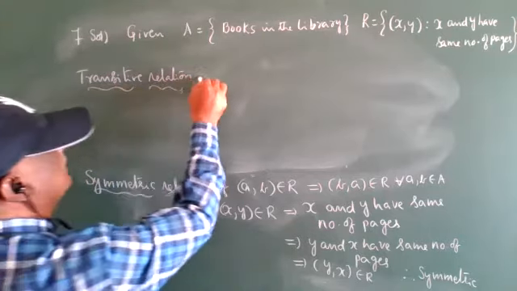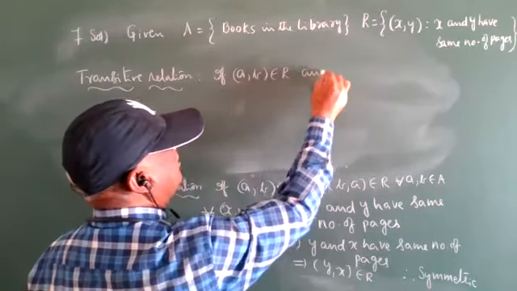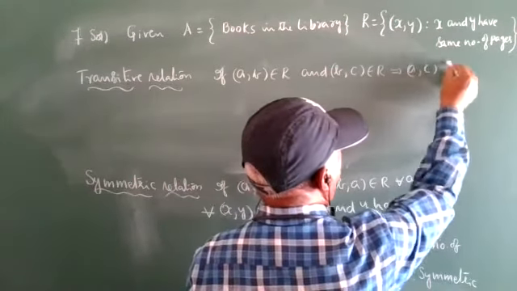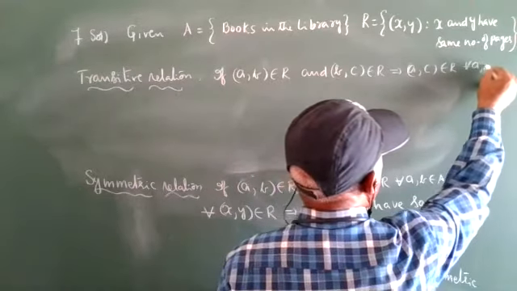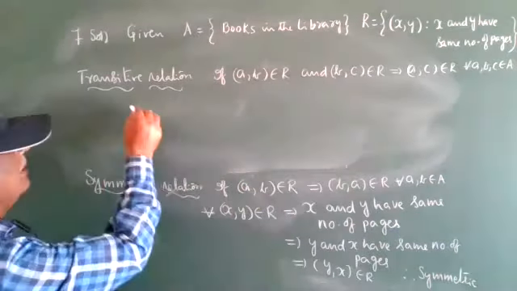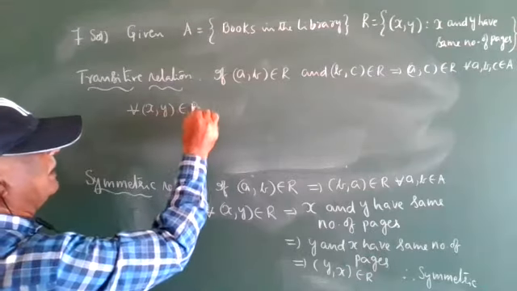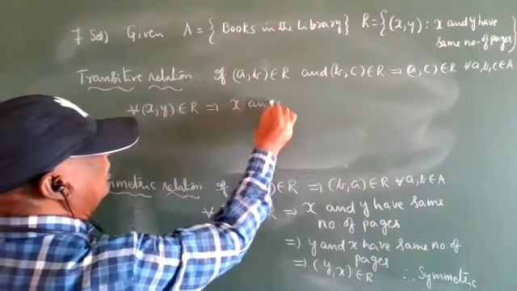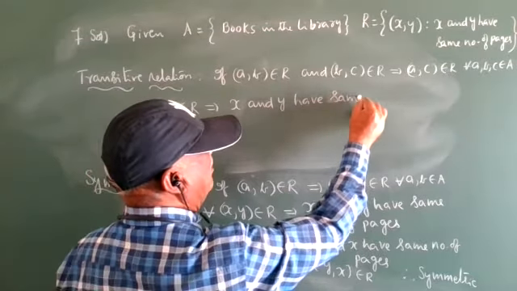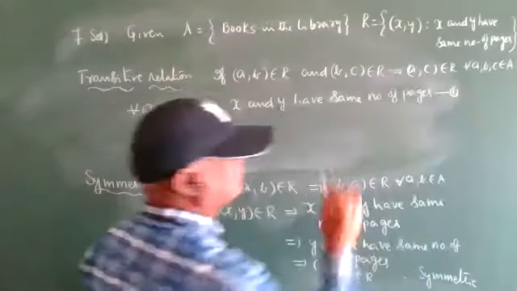First write down the definition. If (a, b) belongs to the relation and (b, c) belongs to the relation, then (a, c) belongs to the relation, for all a, b, c belonging to the set A. First, for all (x, y) belongs to R, meaning x book and y book have the same number of pages. This is the first relation.